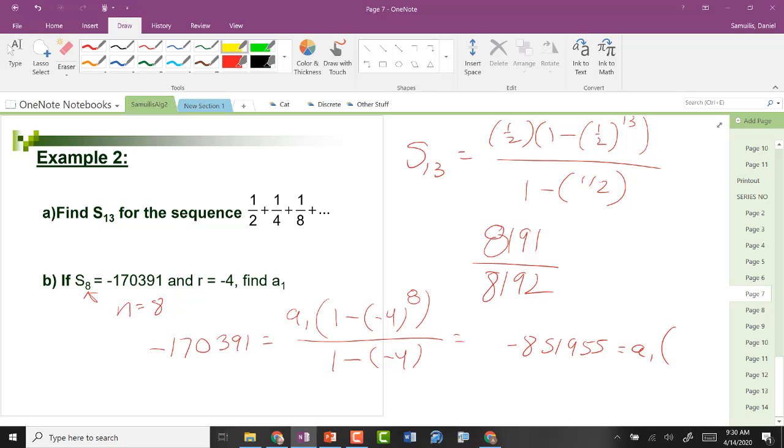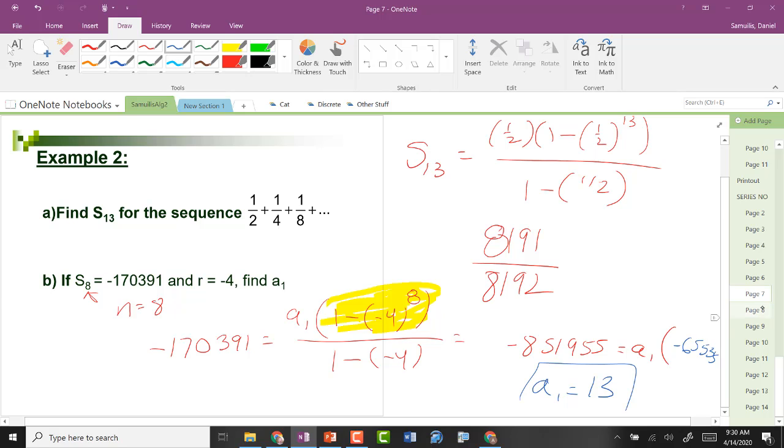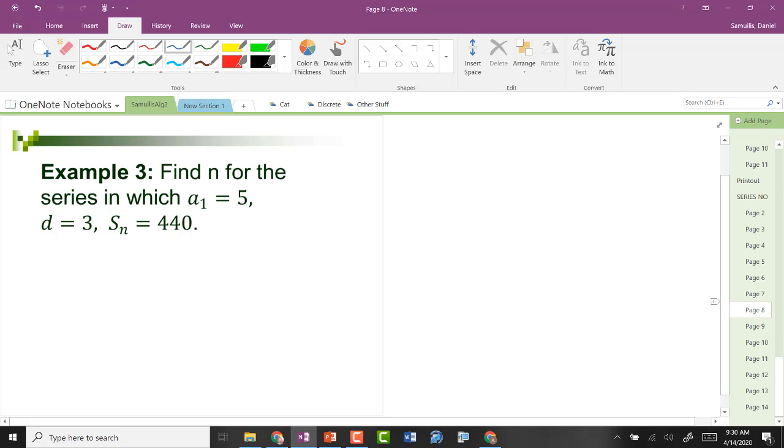And I'm going to go ahead and calculate this. Be very careful. Again, you do actually want to make sure that you have that negative in parentheses because you are taking that -4 to an 8th power, which is going to make that a positive. So you actually end up with 1 minus that value. So that whole value is going to give us a negative 65,535. And now I can divide. So I'm taking this value divided by that value, and I end up with 13. So the first term in that sequence is 13. All right, example 3.